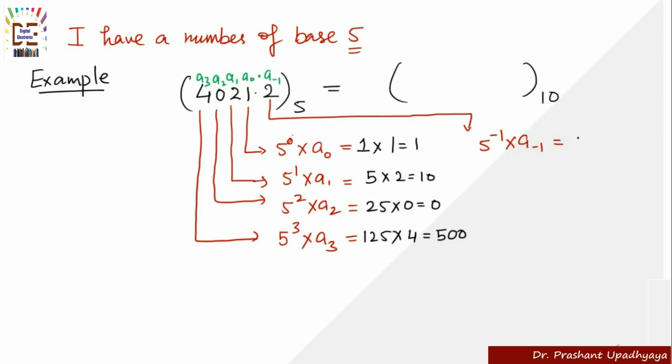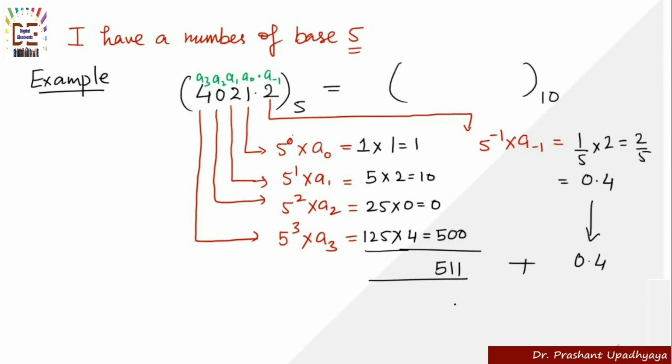Then come to here. 5 raised to power minus 1 means 1 by 5 into the value of A minus 1, which is 2. 2 by 5 means how much is it going to come? 0.4. So add this: 500, 10, 1 and this 0.4. So what will be the answer? 511.4.